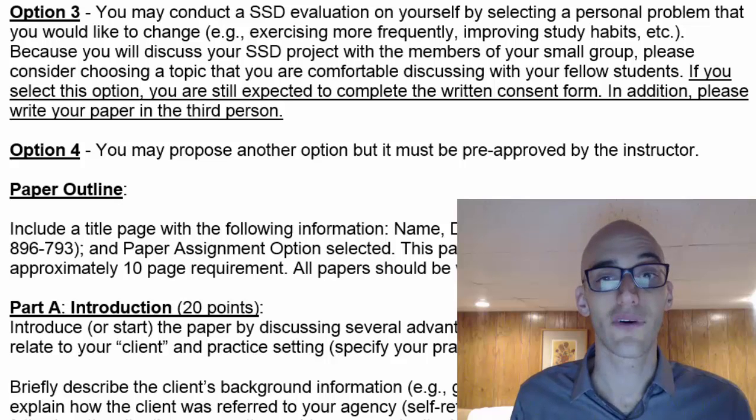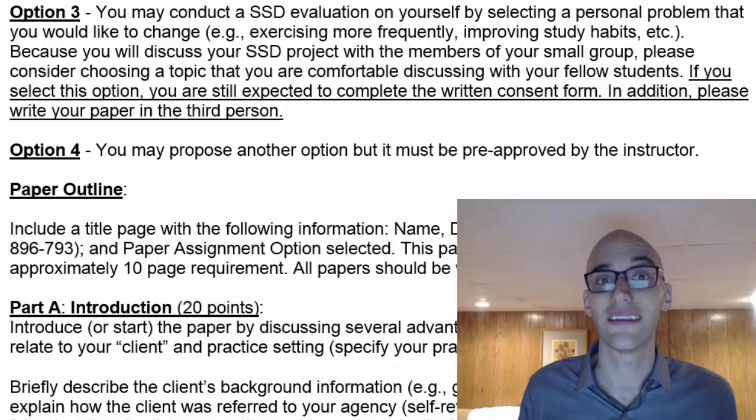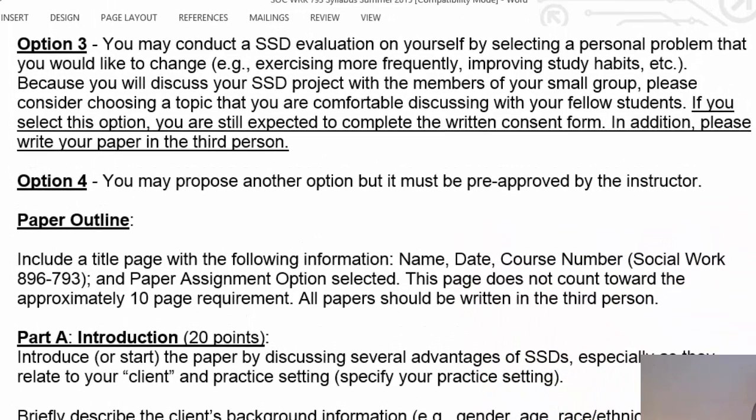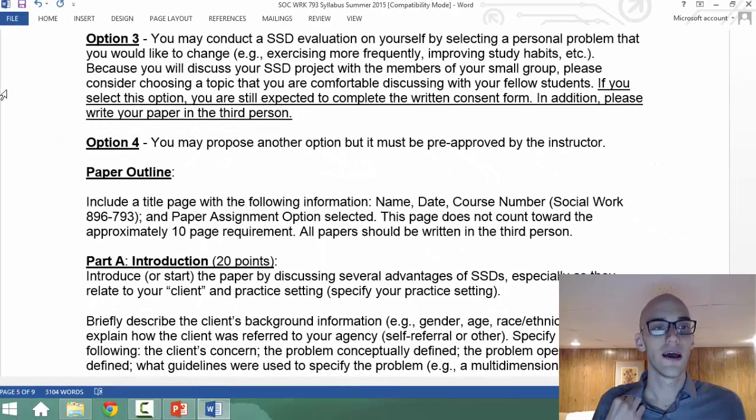If you want to exercise more, if you want to improve your study habits, whatever, you could do this for yourself, and this is a pretty straightforward, easy one to do as well. But again, bold, underline is if you're doing this, it's still expected that you complete an informed consent, just like I was just talking about. And in addition, when you're writing your paper, make sure to talk about yourself in the third person. So don't say, I went to the gym more, say the client went to the gym more. Makes sense? And the fourth option is to propose something completely different to me that I hadn't thought about.